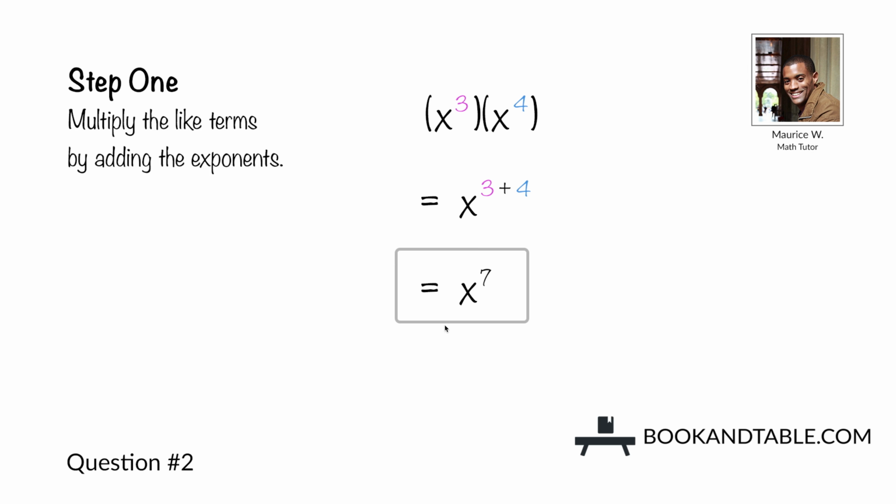Step 1. Multiply the like terms by adding the exponents. Our bases are the same. Since we're multiplying them, we add together the exponents 3 and 4 to give us the final answer of x to the 7th.